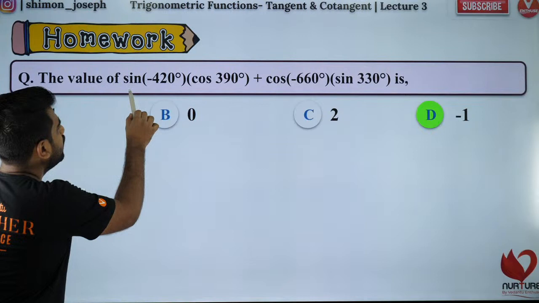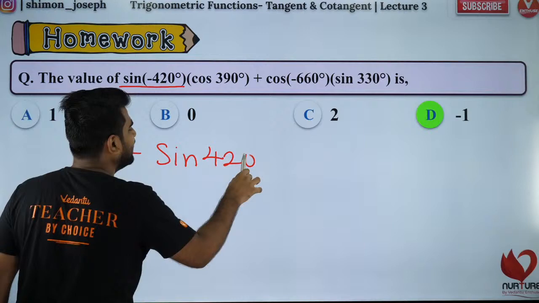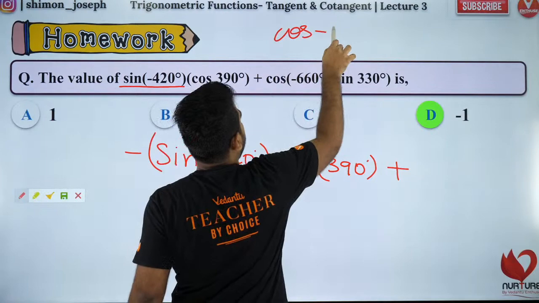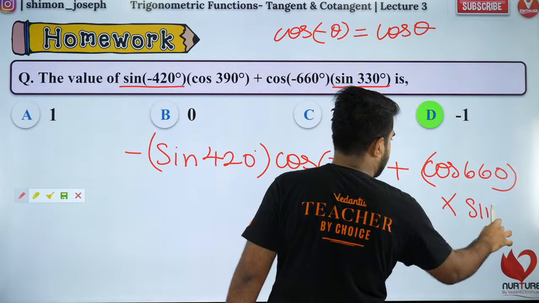First of all, sine of minus 420. You take the minus outside. It is minus of sine 420. And then you have cos of 390. Then you have cos of minus 660. So cos of minus theta, my dear boys and girls, is equal to cos theta. So it is equal to cos of 660. And then you have sine 330. So let's have it like that. Now everything is positive. I have done one step.